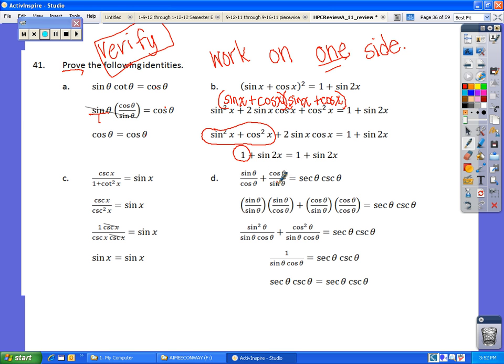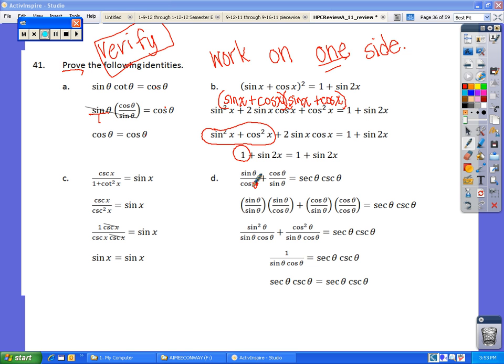Finally, for D, I have sine of theta over cos theta, I think this should be a theta, I think it just kind of got mixed up, plus cos theta over sine theta. Now for this one, I'm going to first get a common denominator. So for this one, I'm going to take and multiply by the opposite denominator.